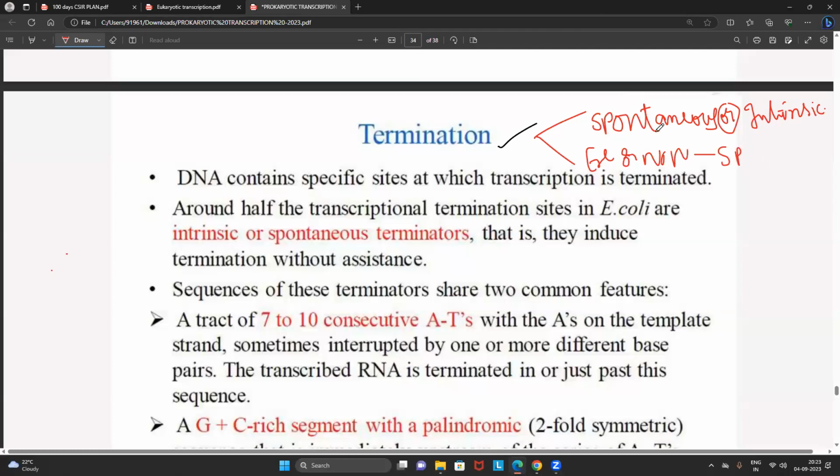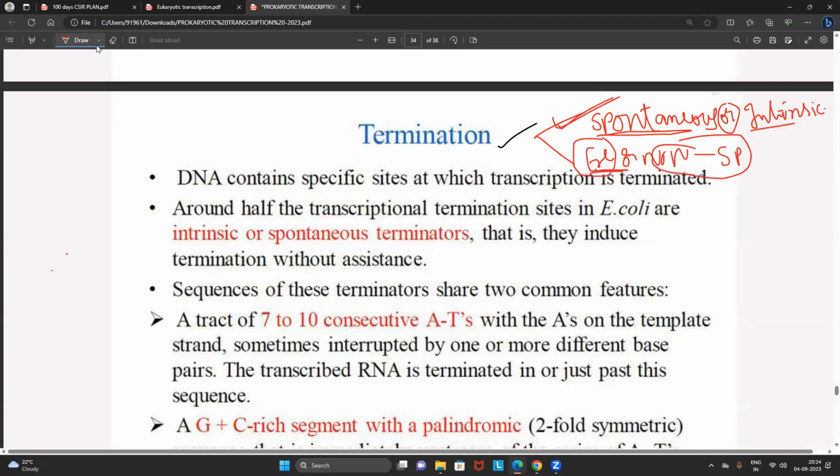Now you have to understand on your own why I used the word spontaneous or intrinsic. It means the mRNA comes out on its own. No one is taking the mRNA out from the DNA. On its own, it will come out. That's why it is called intrinsic or spontaneous. But when the mRNA is not coming out on its own, it requires the help of an external enzyme, an external protein. Whenever it takes the help of an external protein or enzyme, that is called extrinsic termination, or non-spontaneous termination.